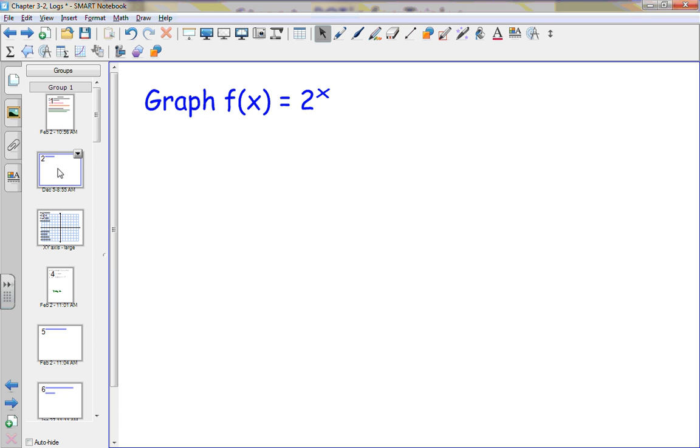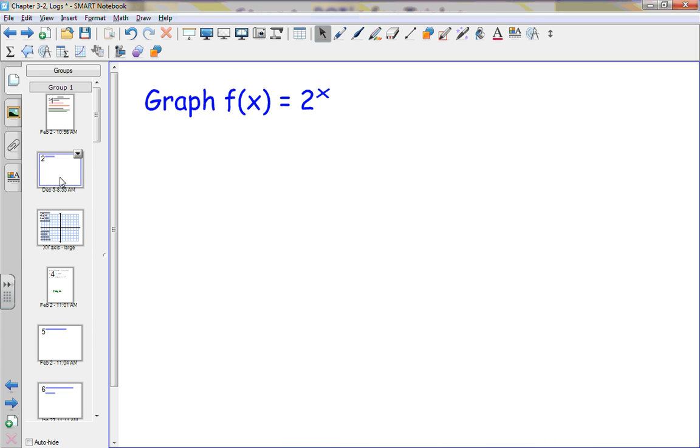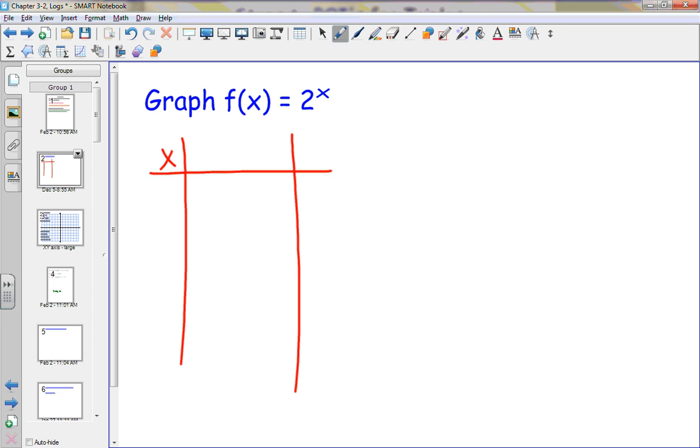Now, let's graph f of x equals 2 to the x. I just want to make it very clear that on your next slide is graph paper because third period did not see the graph paper. So, we're first going to complete an XY table. Okay? So before you start graphing this, we're going to make an XY table on that slide. I have 2 to the x inside here, and we are simply going to plug and chug the values -2, -1, 0, 1, and 2.